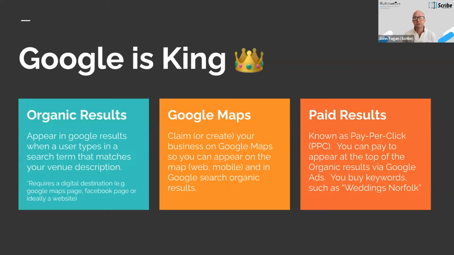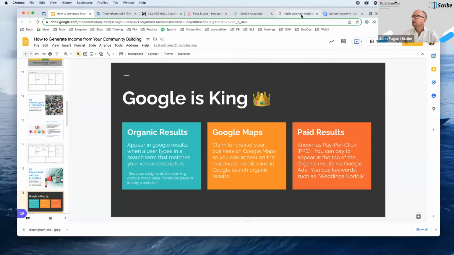That's going to be my focus for this. And really, Google is king in terms of the digital channel. There are 3 ways I'm suggesting you can reach them. That's through the organic results, where a user types in a search term and you appear on the first page. That's your goal. Then there's Google Maps, which I think you should seriously consider if you're not already. And then there are paid results. Paid results, I'm not going to focus on today.